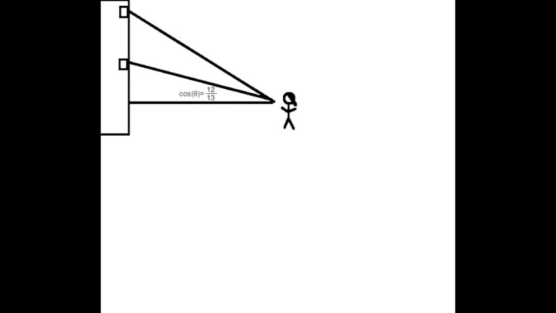So let's start by drawing the triangle formed by the building, the window, and Maya. We know that the cosine of the angle of elevation from Maya to the apartment is 12 over 13. If the second apartment is twice as high as the first, the new angle of elevation is represented by 2 theta.